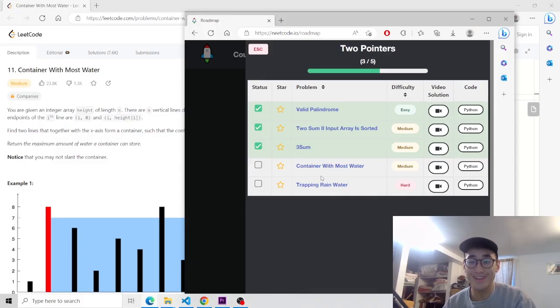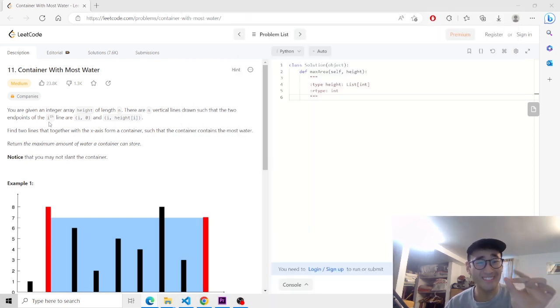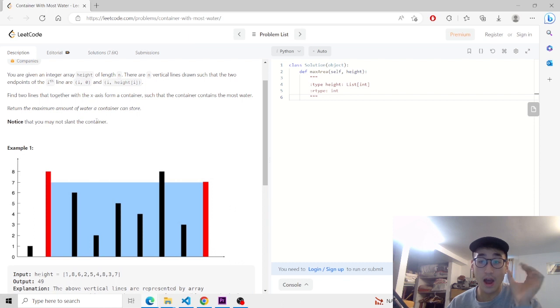We're doing another grindy question. Container with most water, whatever that could mean. To get started, we are given an integer array height of length n. What is that? Well, there are n vertical lines drawn such that the two endpoints of the ith line are (i, 0) and (i, height[i]).